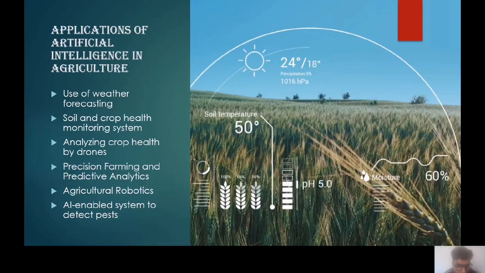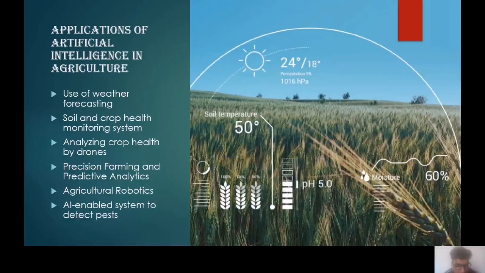Coming to use of weather forecasting. With the change in climatic condition and increasing pollution, it is difficult for the farmer to determine the right time for sowing seed. With the help of artificial intelligence, farmers can analyze weather condition by using weather forecasting, which helps them to plan the type of the crop to be grown and when the seed should be sown.